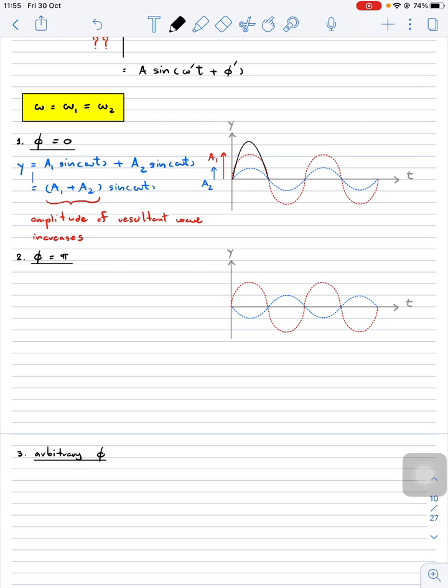Yeah, so just write something like this, okay? And let me just.